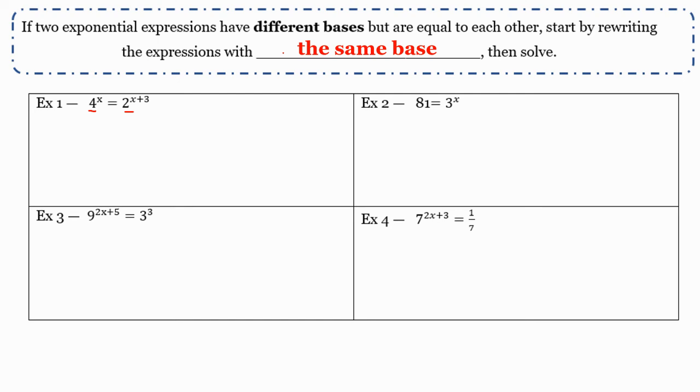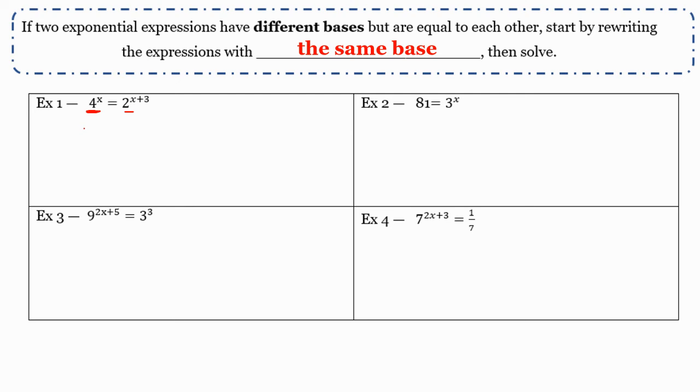Well, I do this by basically figuring out how to rewrite the larger base as the smaller base to some exponent. So here we have a base of 4 and 2. So I'm going to leave the base of 2 as is because that's the smaller one. And I want to figure out how I can rewrite 4 with a base of 2. So I'm asking myself, 2 to what power gives me 4?